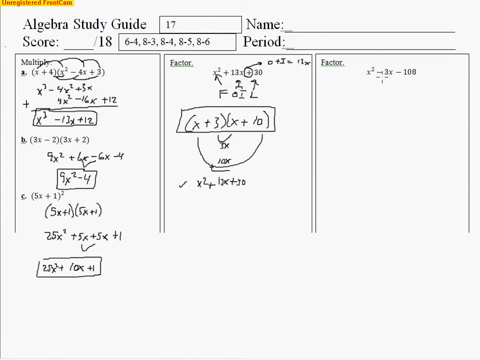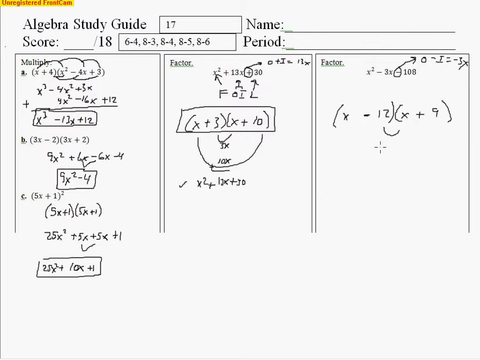Over here, I've got a negative sign, so that tells me that the outside terms and inside terms are now subtracting. So outside and inside subtract, and they make a negative 3x. So I go ahead and try it. It's the same thing. The first terms are multiplying to make x squared, so it's got to be x and x. And the numbers that multiply to make 108, well, try 12 and 9. And those will end up working if we make the 12 negative and the 9 positive.